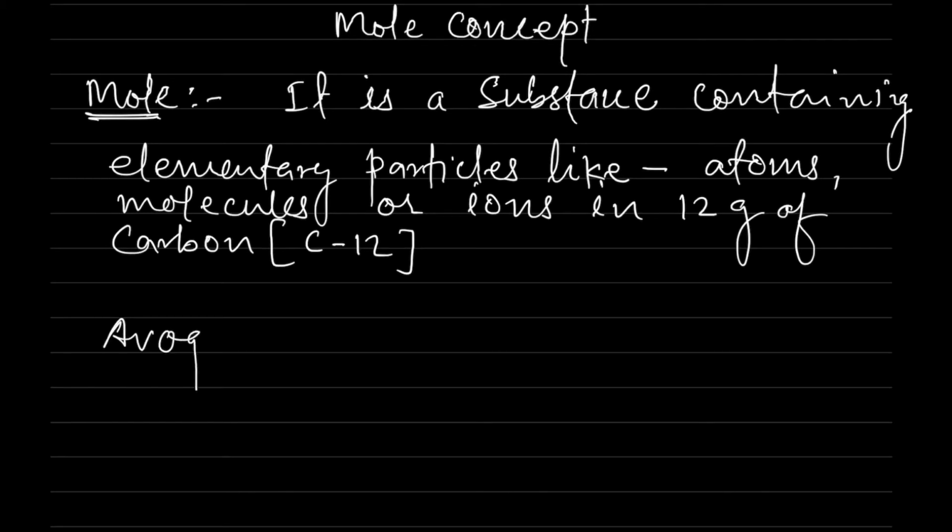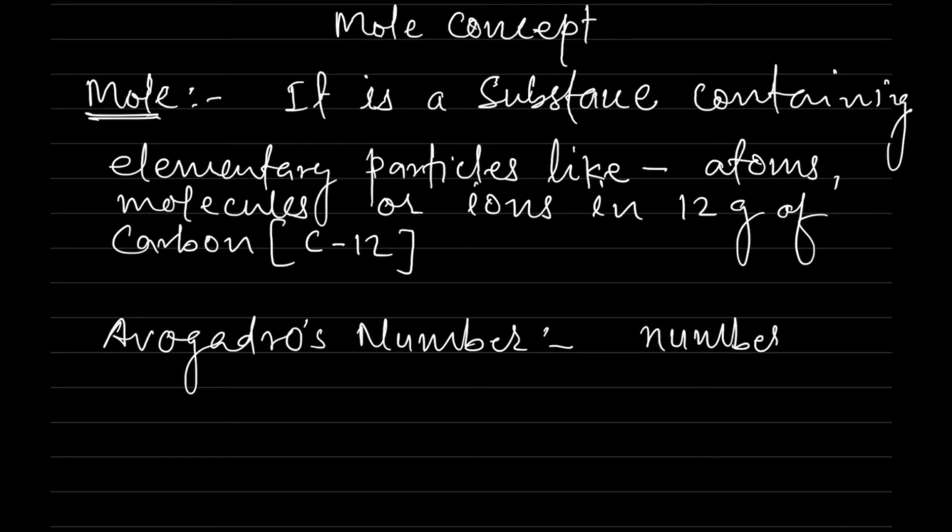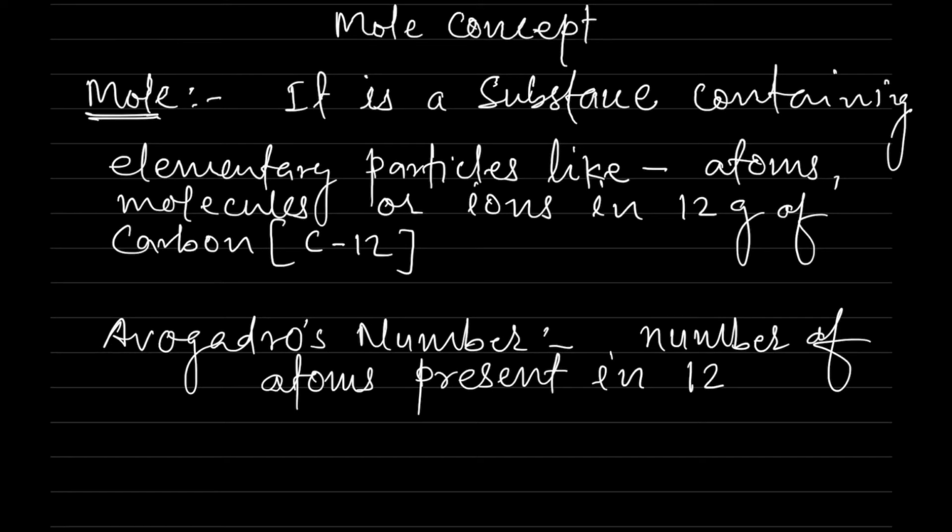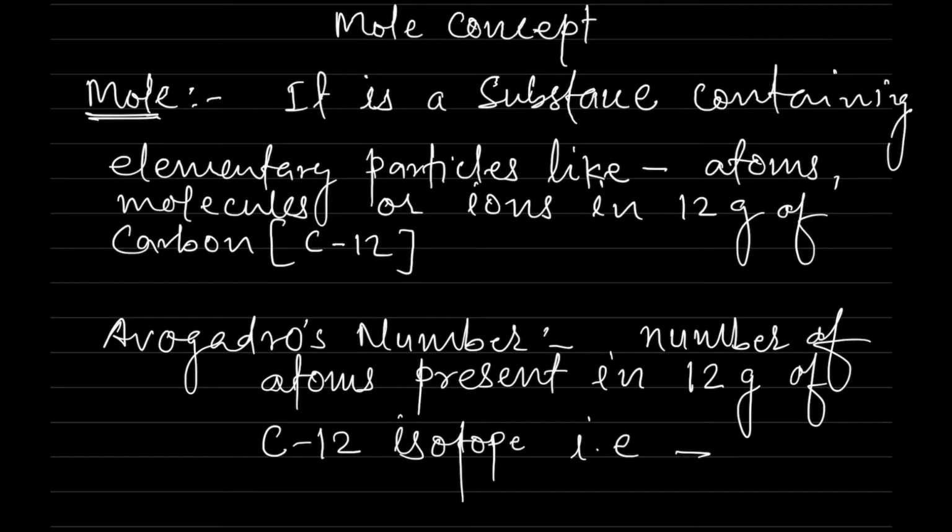What is Avogadro number? It is defined as the number of atoms present in 12 gram of the isotope of carbon, carbon 12, that is 6.022 into 10 to the power 23 atoms.